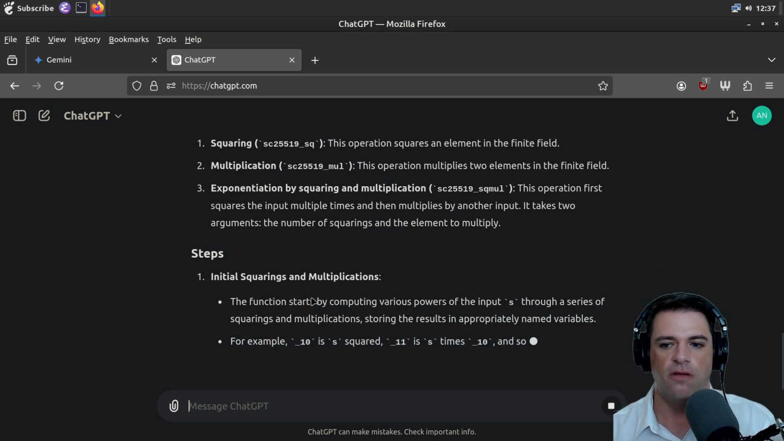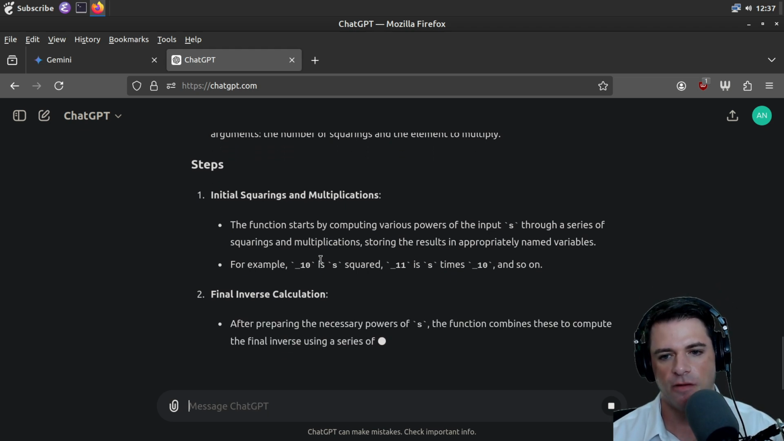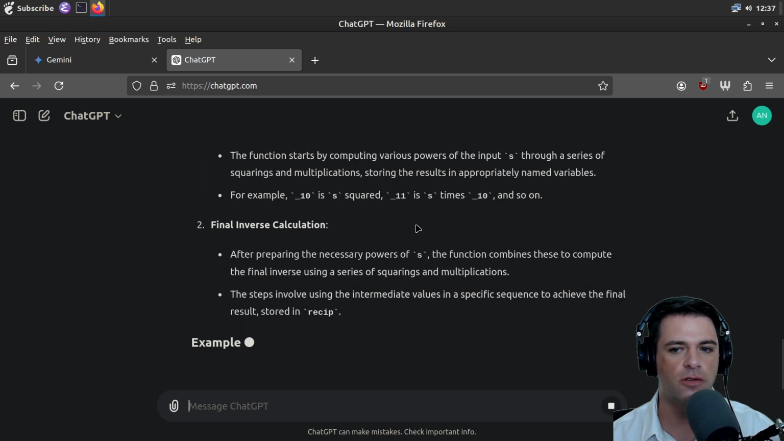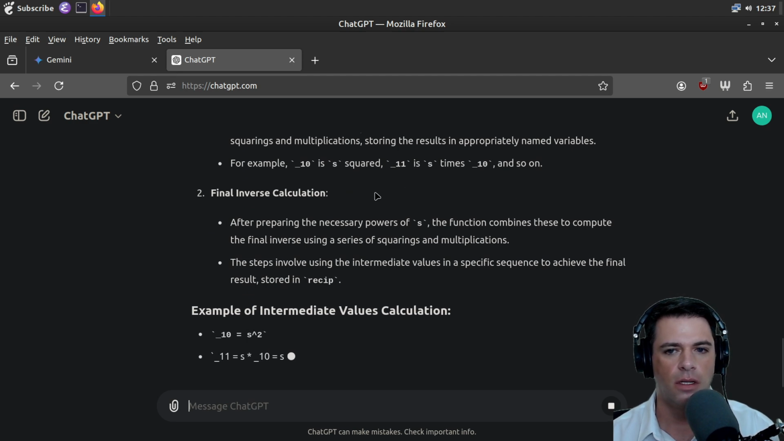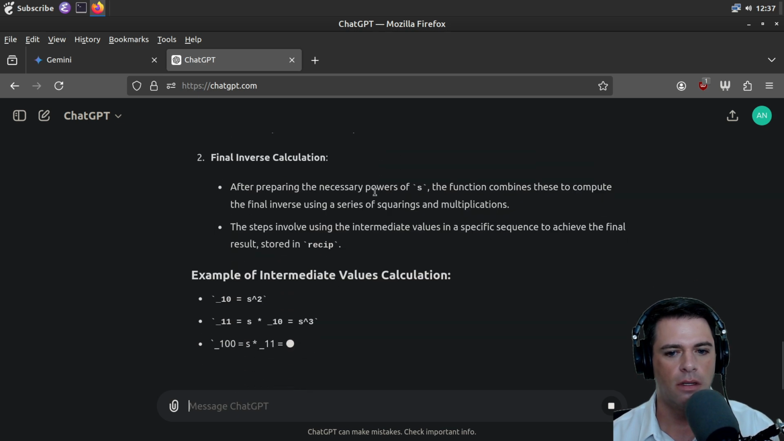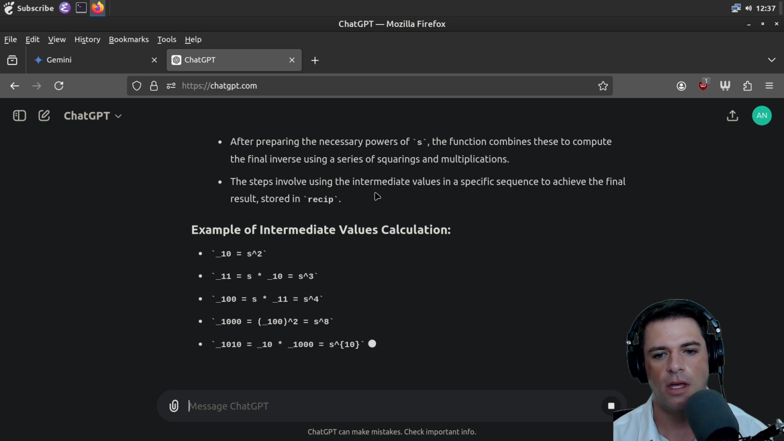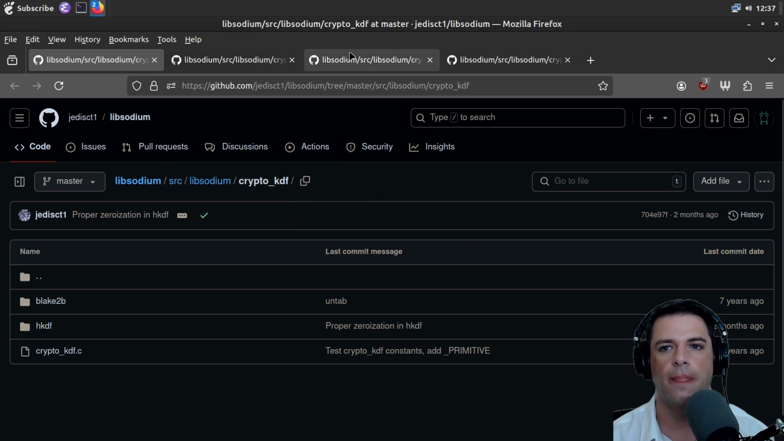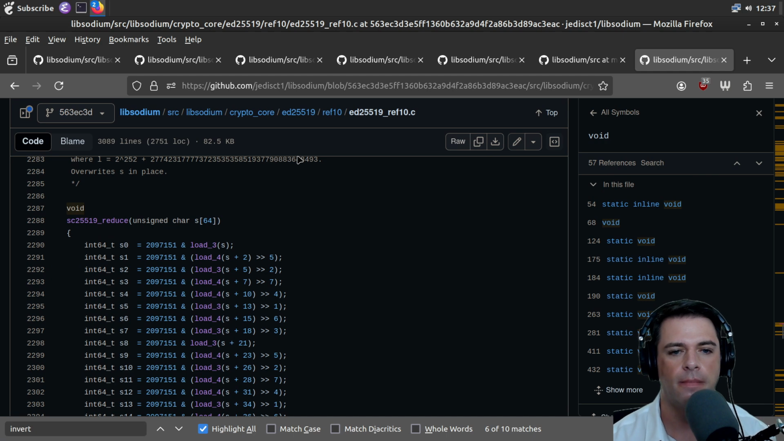It starts by computing various powers of the input s through a series of squarings and multiplications. For example, underscore 10 is s squared, underscore 11 is s times 10, and so on. And it has some intermediate calculations. But whatever it's doing, it's computing the inverse somehow. And then reducing.